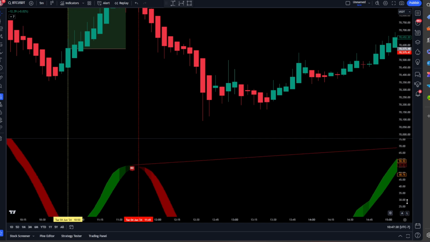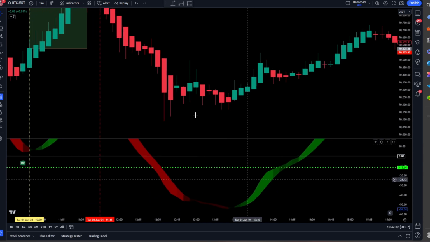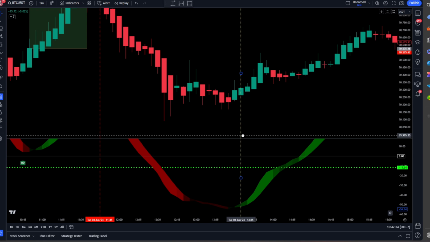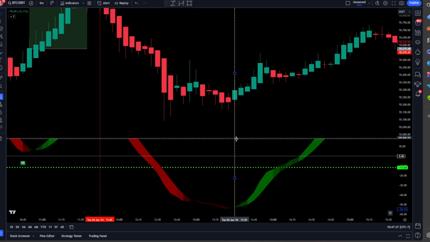Same repeated patterns. Number 4, get down here. I'm not taking a short. I'm just taking pure long. Let's say I'm getting entry right here, right?